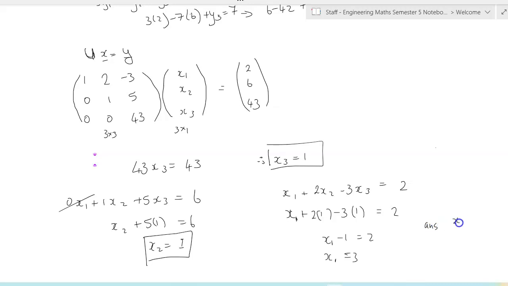So our solution, our answer, is x1 is 3, x2 equals 1, and x3 equals 1. And it can be written as a little vector 3, 1, 1 if you want, or a column matrix. That's that done. Thank you.